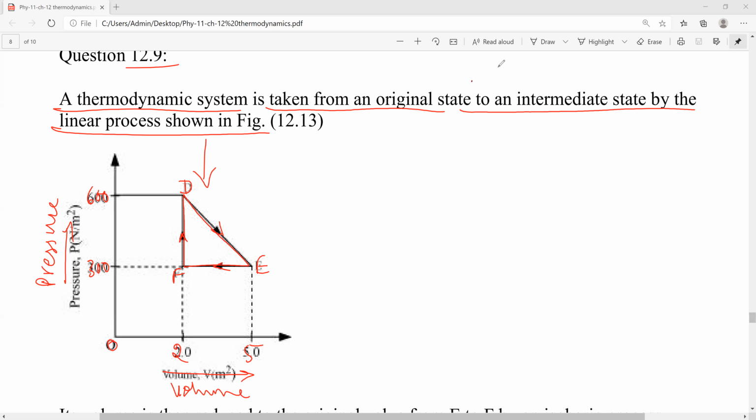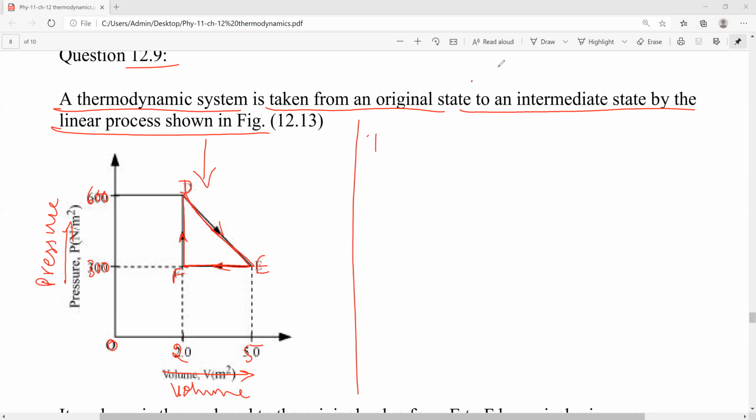Here a thermodynamic system is taken from the original state to an intermediate state by a linear process on the diagram. Its volume is then reduced to the original value from E to F by an isobaric process. Calculate the total work done by the gas from D to E and then E to F. So how are we going to calculate this?